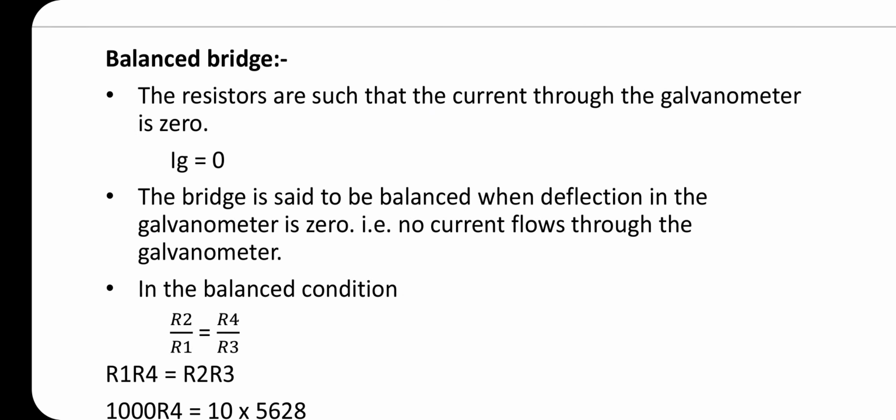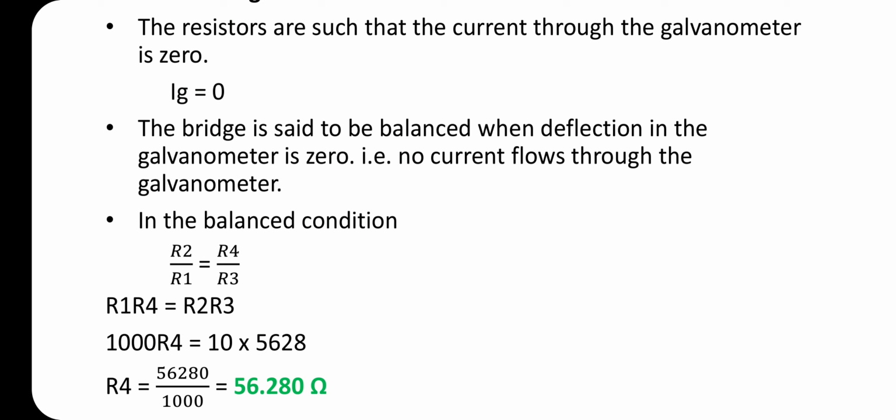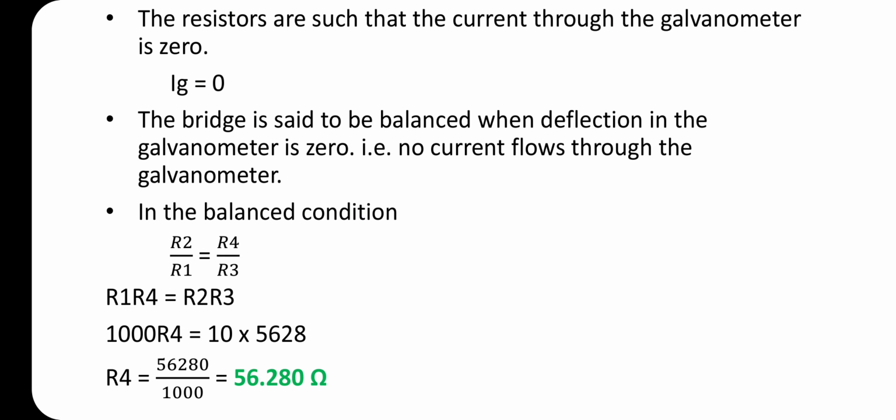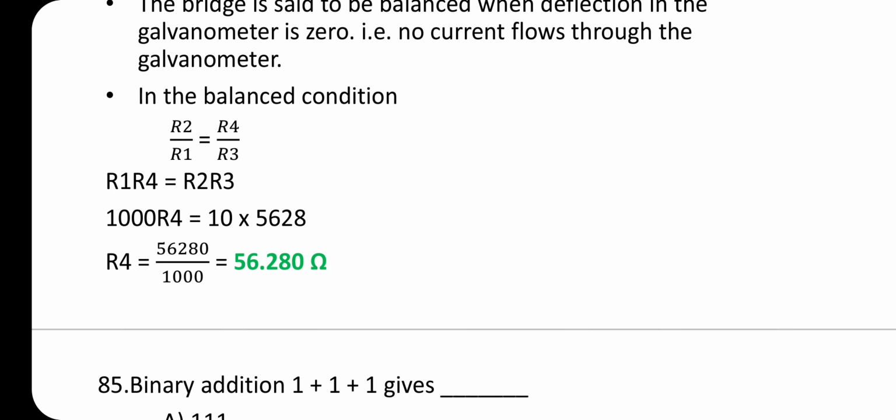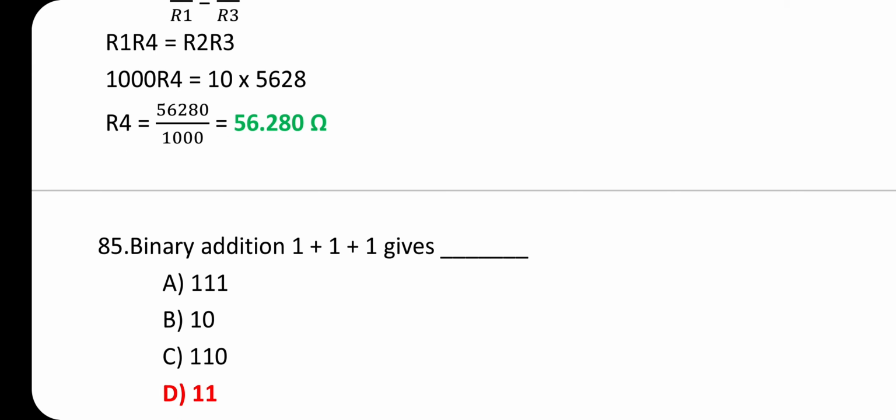Balanced bridge. The resistors are such that the current through the galvanometer is 0, Ig equal to 0. The bridge is said to be balanced when deflection in the galvanometer is 0. That is, no current flows through the galvanometer. In the balanced condition, R2 by R1 equal to R4 by R3. That is, R1 R4 equal to R2 R3. Substituting the values of R1, R2 and R3, we can derive the value of R4. That is, we get R4 as 56.28 ohm.